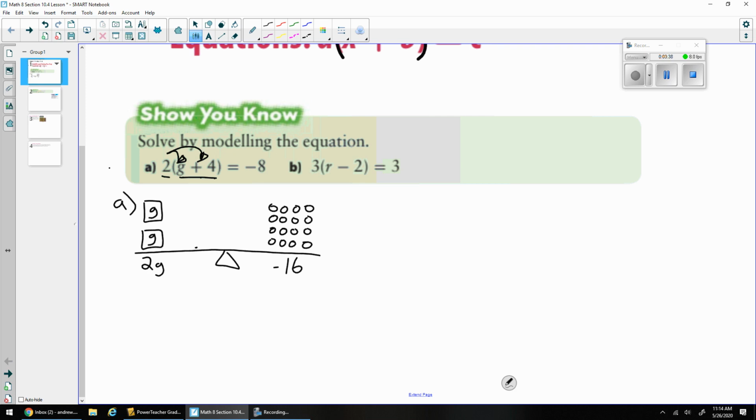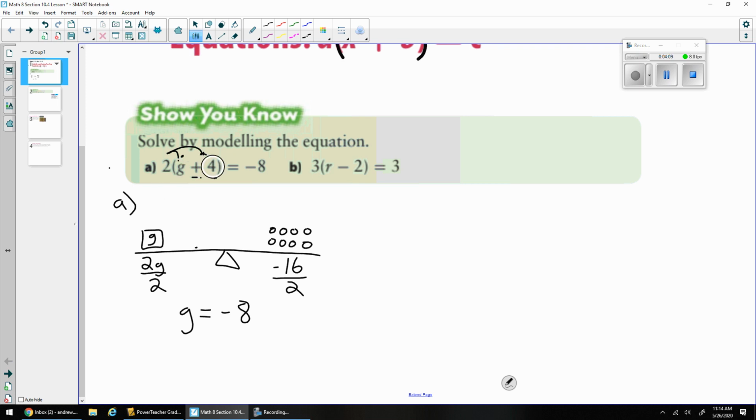Now, I have 2g on this side. I only want to find out what 1g is equal to. Well, if I get rid of half or divide it by 2 and divide this by 2 as well, so get rid of half of it on this side, I can see that g is equal to those negative 8 integer chips. Okay. So I use my distributive property.